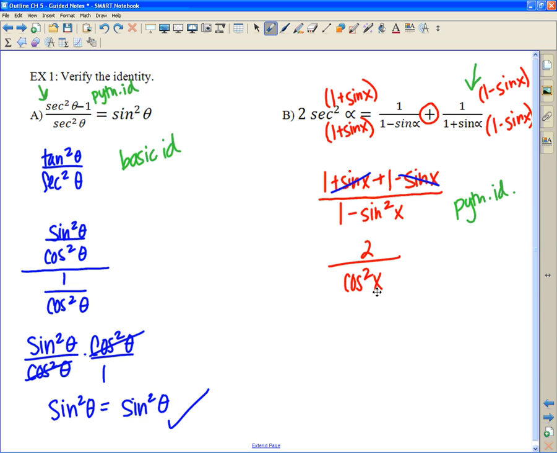And 2 over cosine squared x would be 2 times 1 over cosine squared x. And these should be alphas, but I wrote x the whole time. It's okay. I'm going to go back to alpha now. 2 times secant squared alpha. This was a basic identity. Good job.